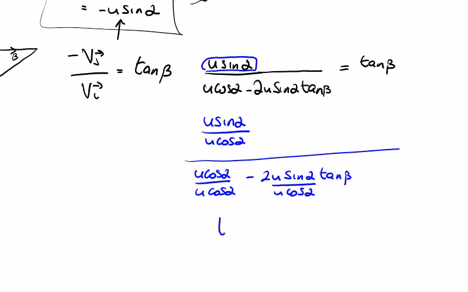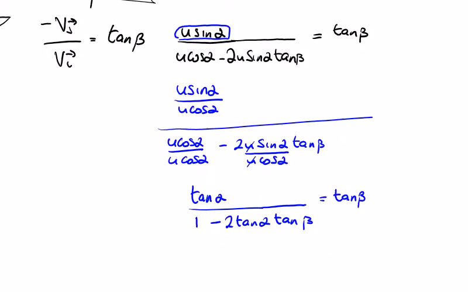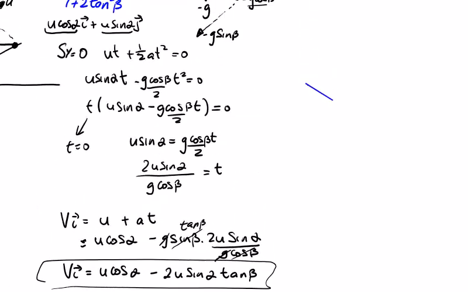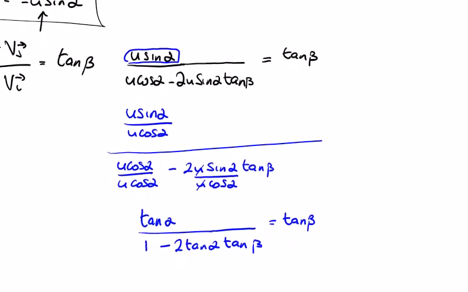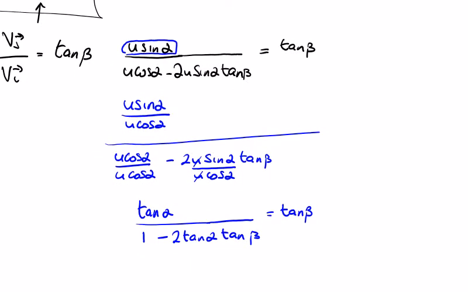We're going to get tan alpha on top. On the bottom, we're going to get 1 minus 2 tan alpha tan beta. So we have everything in terms of tan, and that's equal to tan beta. So what are we looking for? Tan alpha is equal to tan beta over 1 plus 2 tan squared beta. So we're not quite there yet. So let's multiply this out.